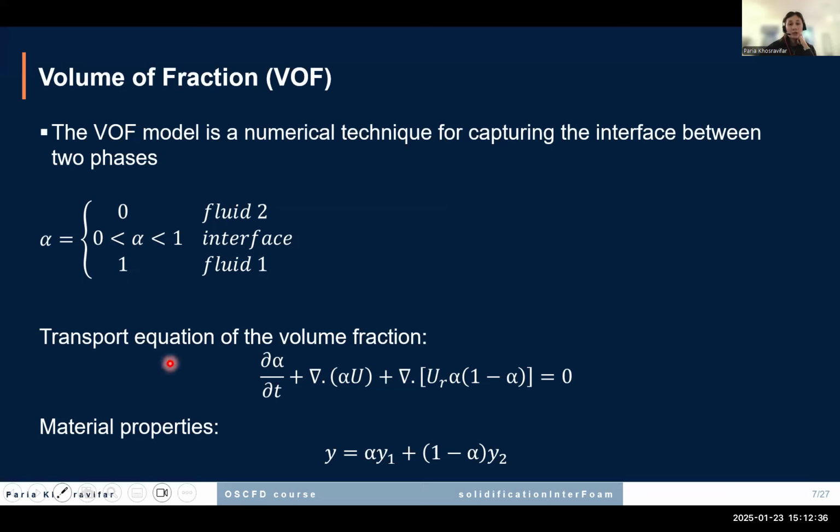The transport equation of the volume fraction is solved to track the interface between two fluid phases. In volume of fluid, we use one set of equations for both of the phases. For this reason, we need to consider the material properties as a mixture. So we apply material properties with this relation, in which Y can represent any property like density or viscosity. In this way, we can consider the properties of both of the phases in the equations.